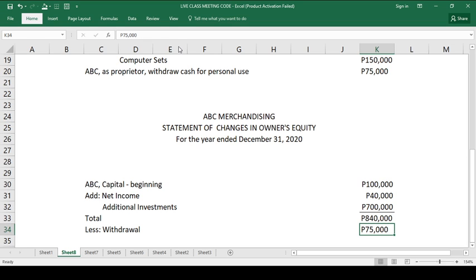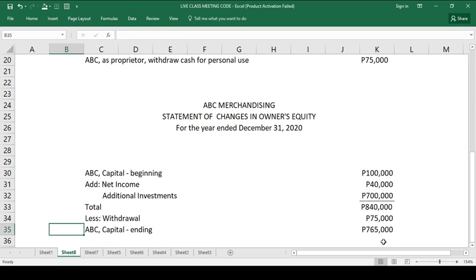And then after that, we need to do the math by deducting 75,000 from 840, because once we deduct 75,000 from 840, that is our ABC capital, which will be the ending balance. So 840 minus 75 would be 765, that is 765,000. That is how simple the statement of changes in equity is.